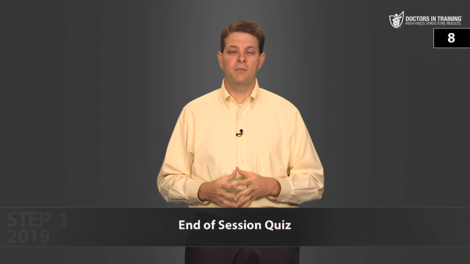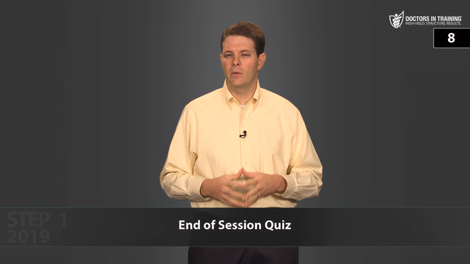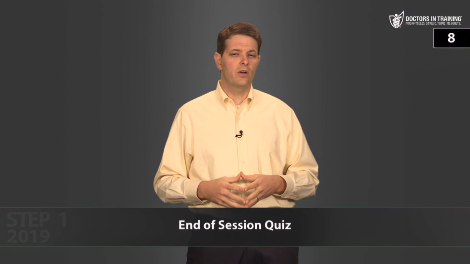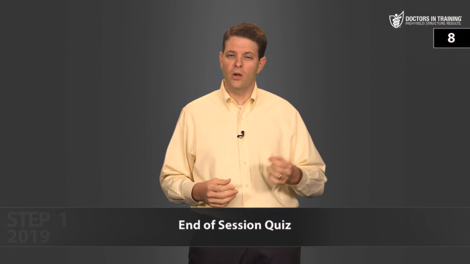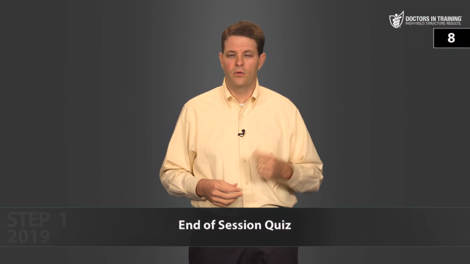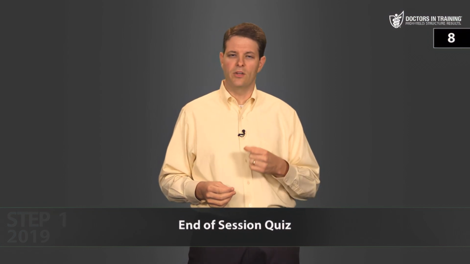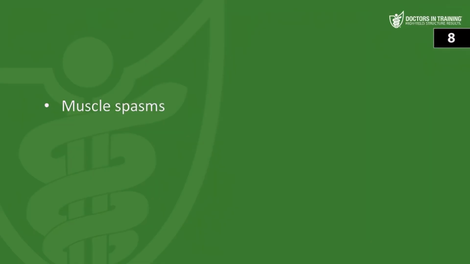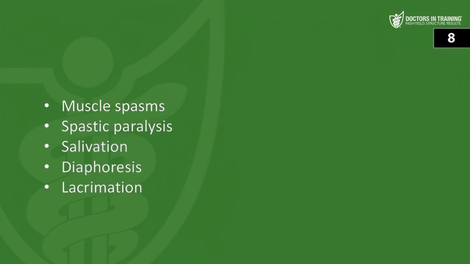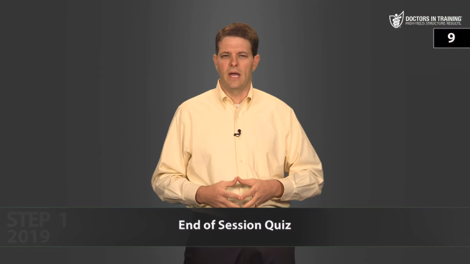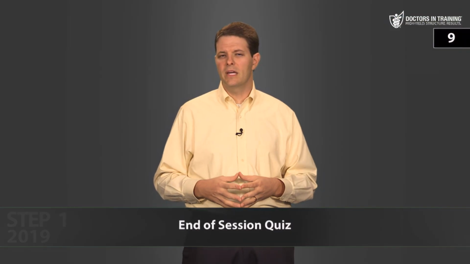Next, a patient develops paralysis after being bitten by a black widow spider. Is this a spastic or a flaccid paralysis? And what other autonomic symptoms might be seen? So remember, black widow spider toxin stimulates the release of acetylcholine, which is the neurotransmitter at the neuromuscular junction. So that causes muscle spasms and possibly some spastic paralysis. And the other symptoms might include salivation, diaphoresis, lacrimation, all from excess acetylcholine. Everything gets leaky.